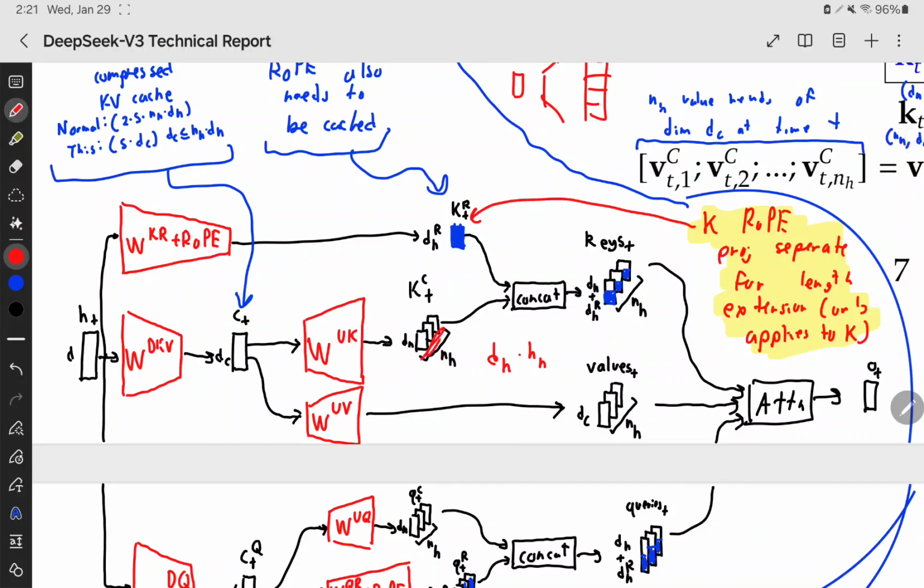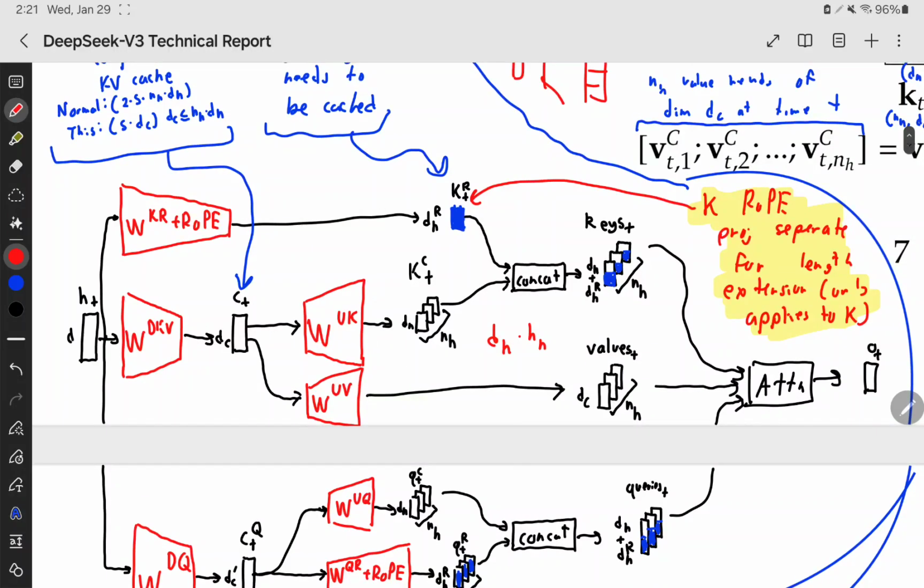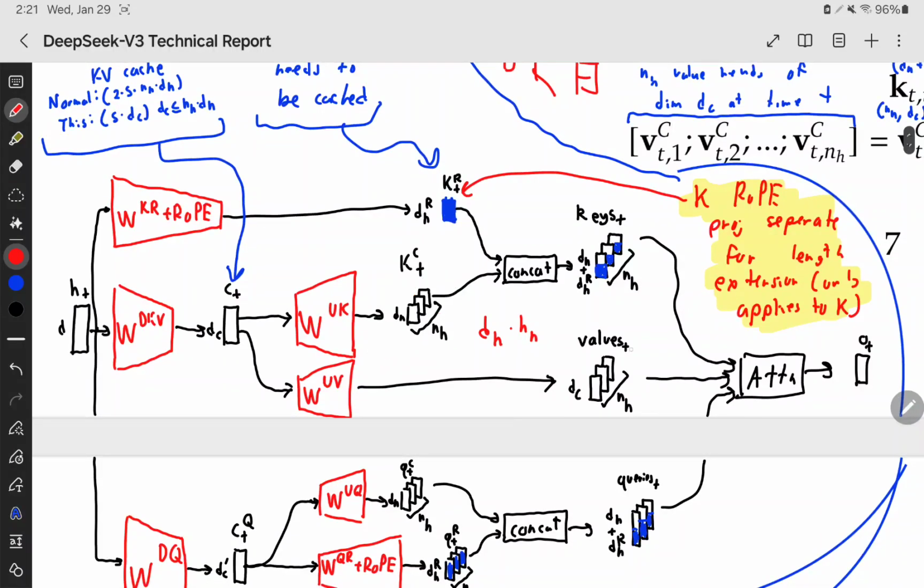I drew it spaced out instead of collected together, but you're just projecting it to a really high dimension and then breaking it up into your number of heads as you do in normal attention. This projection here does the same, except with the values here. So we have these two sets of parameters, and then you can do normal attention with them, except we have to add the rope parameters. We have to add the rope embeddings.